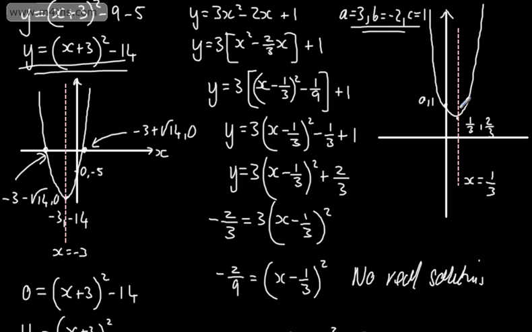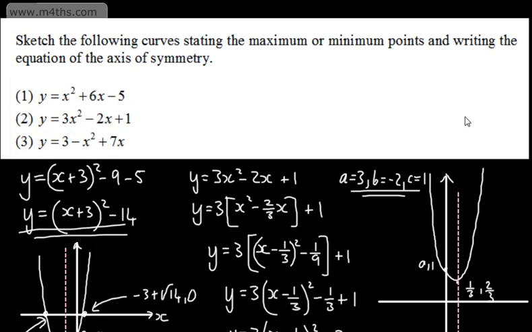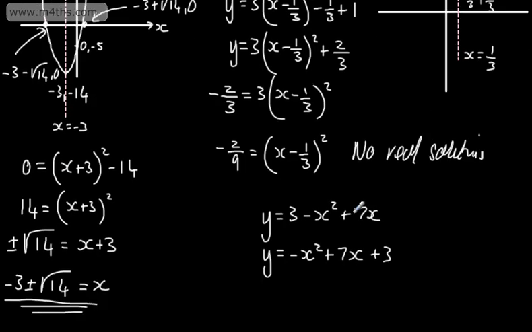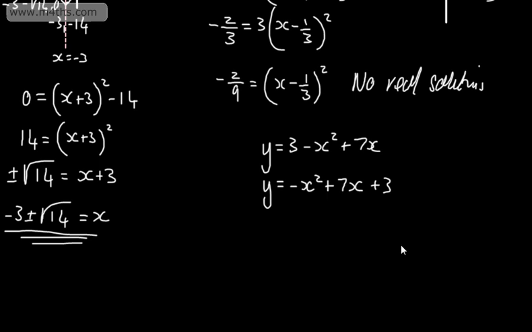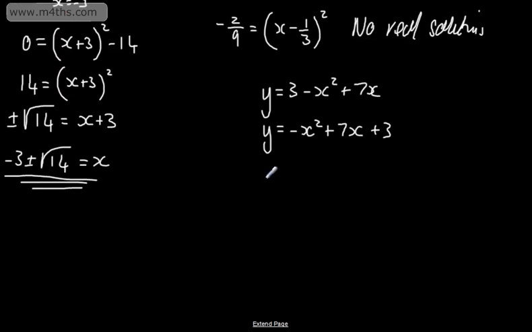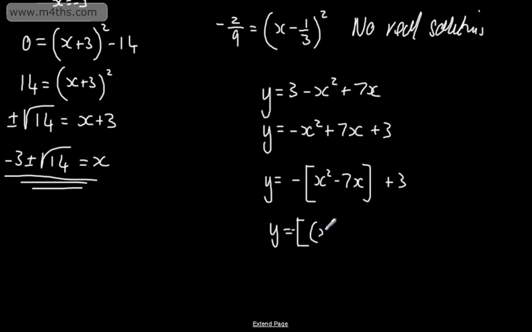This one right here was 1/3, 2/3, and then we're going to have on this one a maximum as it will open up downwards. So let's go ahead now and write this on. So we're going to take out the negative. So I'm going to have negative, I will have x squared, then I'll have minus 7x, and I will add the 3 on. So completing the square inside the square brackets, we're going to have x minus 7/2 all squared.